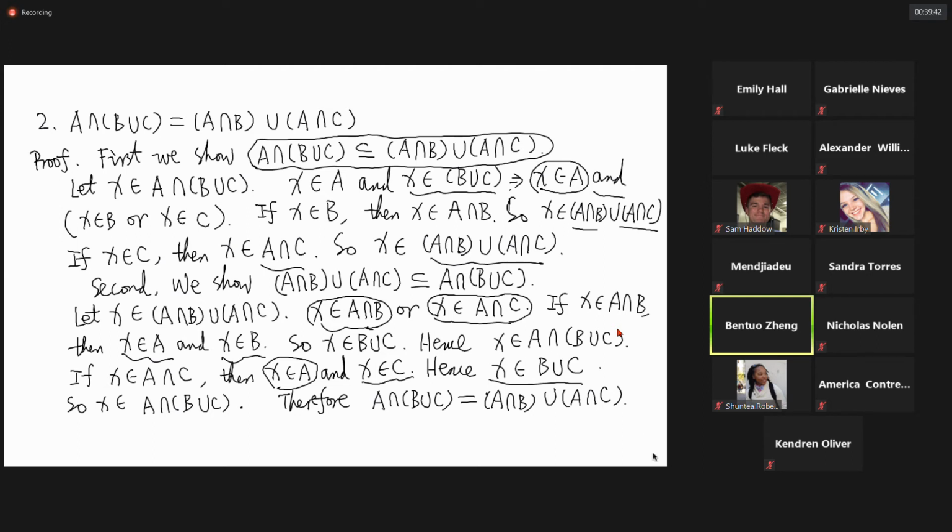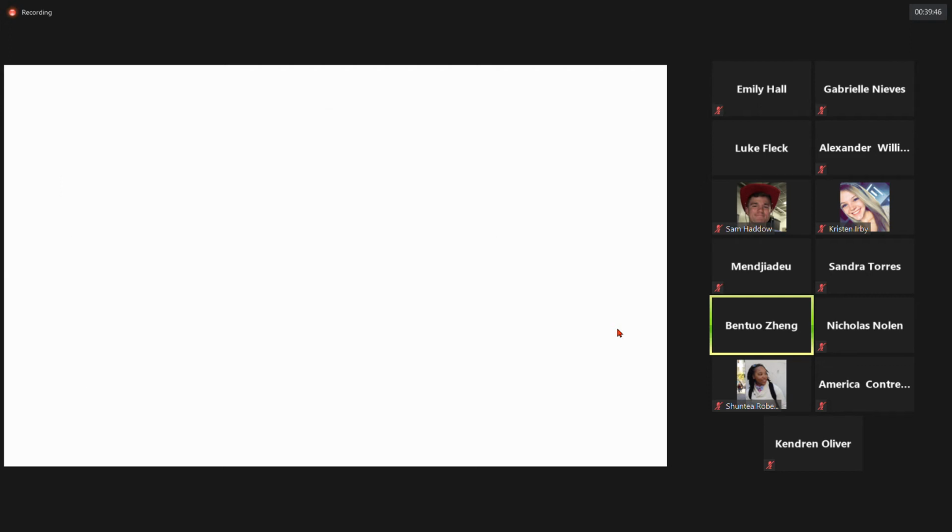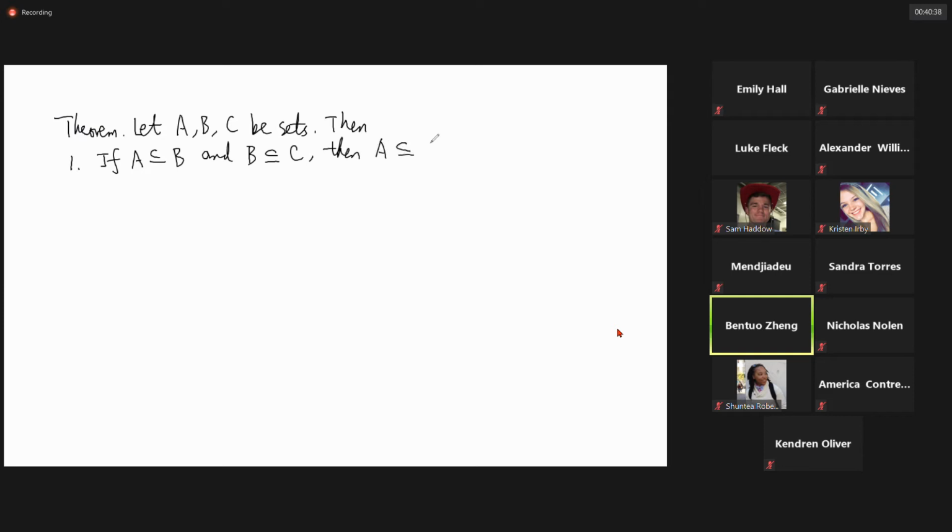Let's proceed to some simple facts. This is again a theorem. So let A, B, C be sets. Then we have the following three things. So if A is a subset of B and B is a subset of C, then A is a subset of C. So this is transitivity for sets.